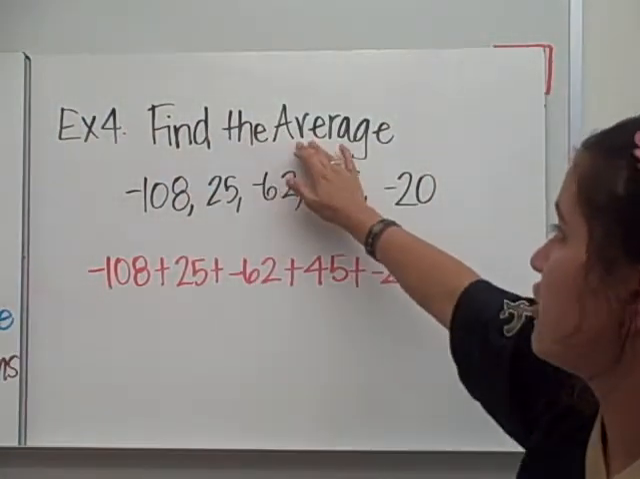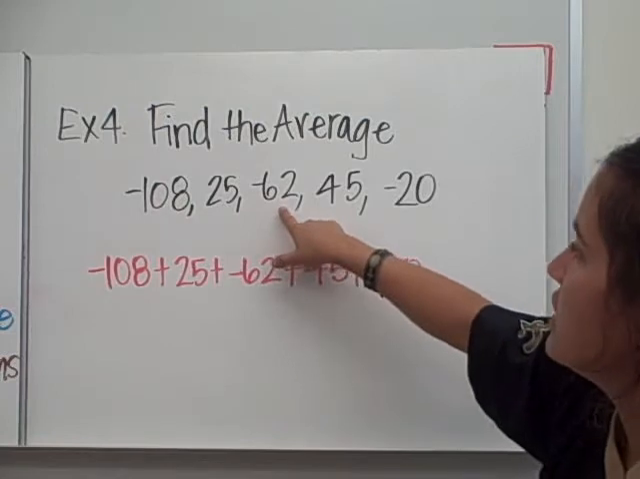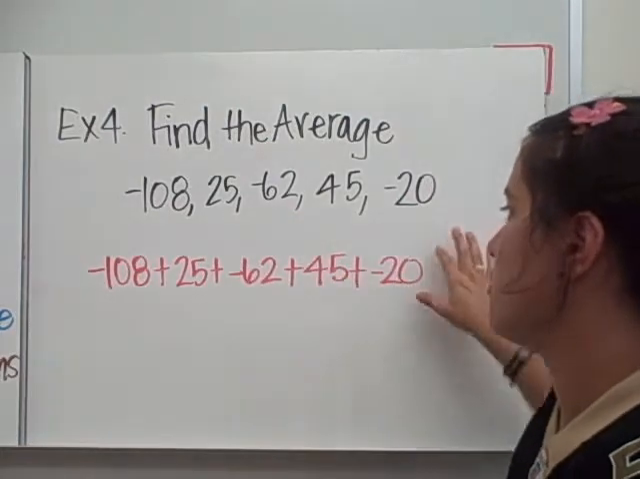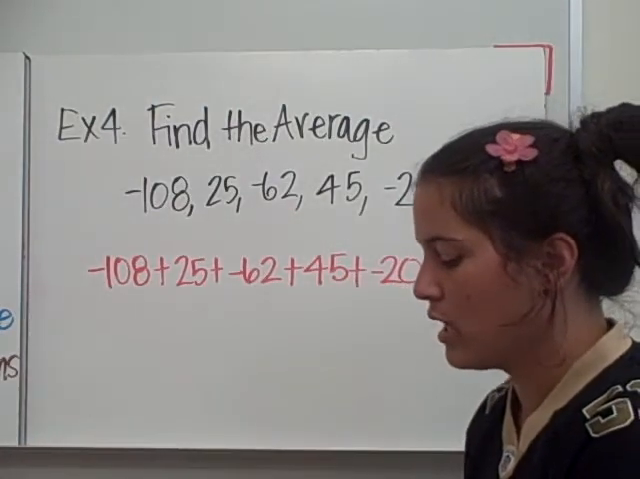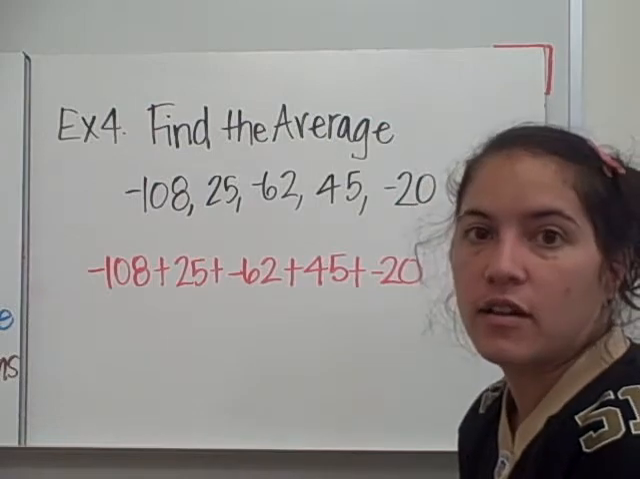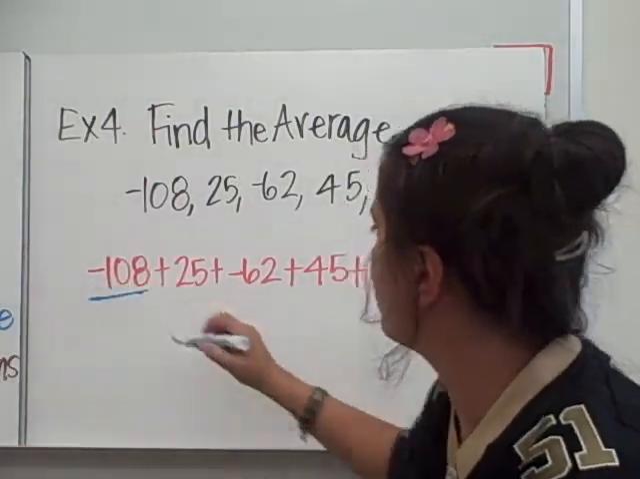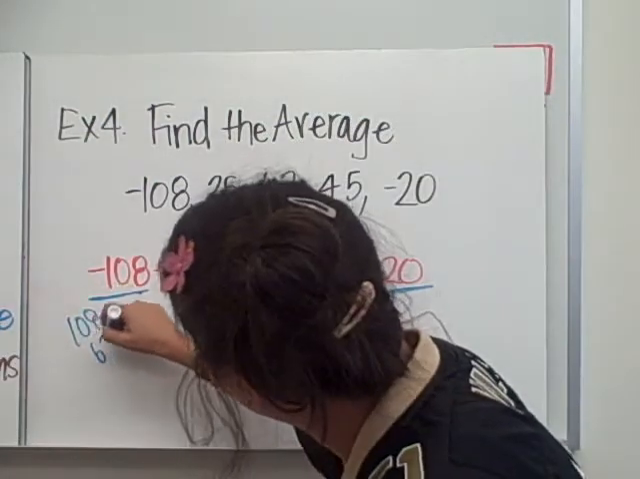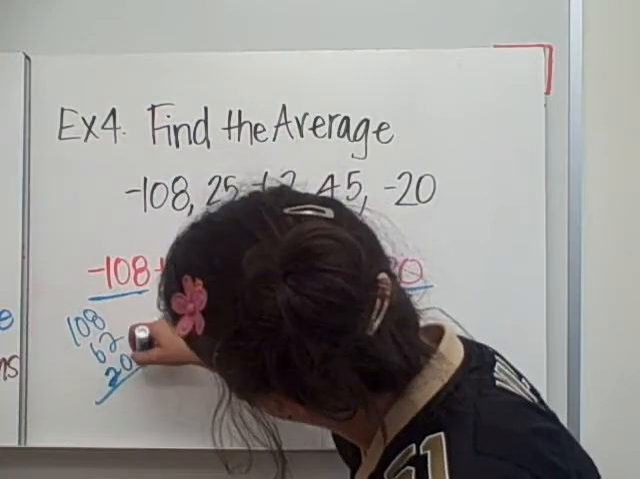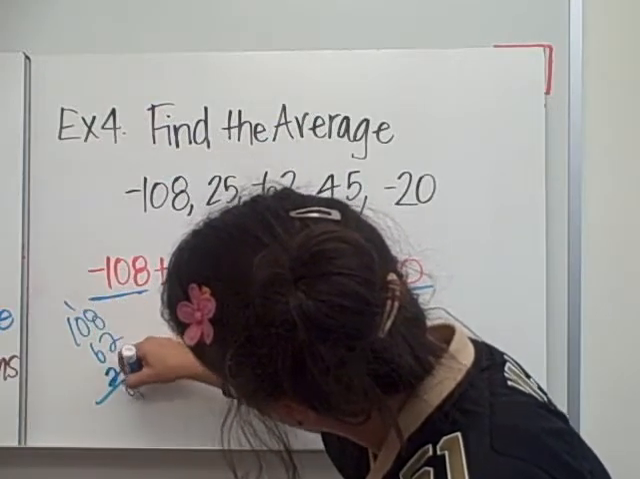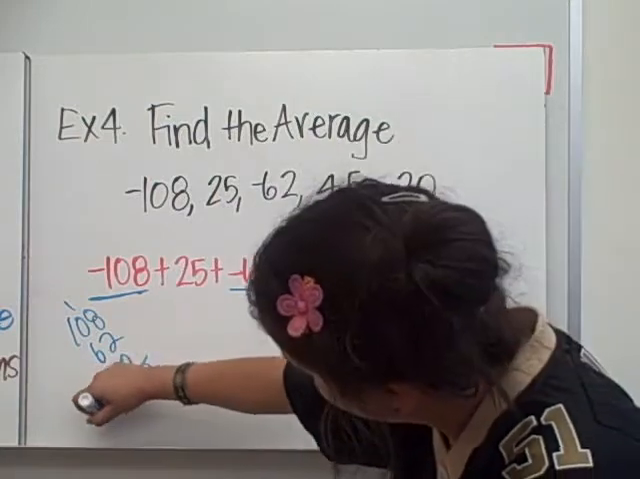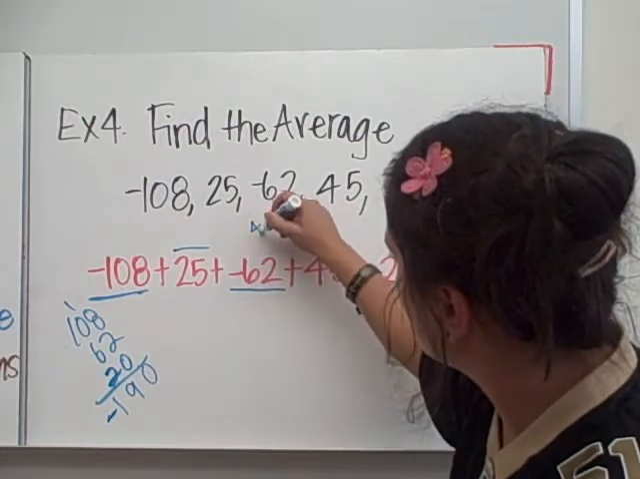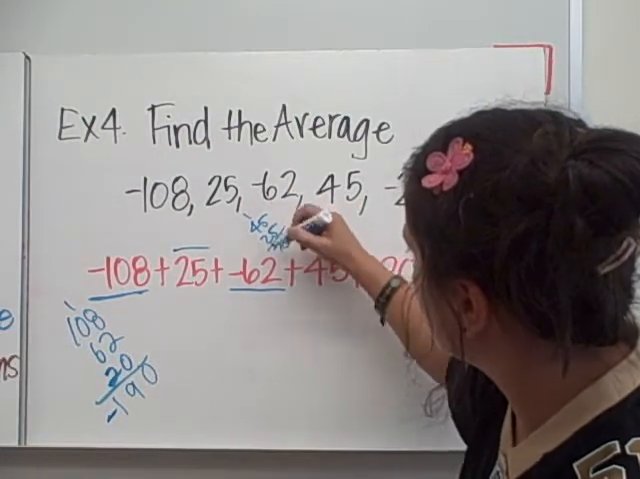All right, so find the average. Negative 108, 25, negative 62, 45, and negative 20. Again, we have to add up these numbers, so I've listed them out. I'm going to add up all the positives, all the negatives, and then add those together. So I have negative 108, negative 62, and negative 20. That is negative 190. And then my positives are 25 and 45. So 45 and 25 is a positive 70.